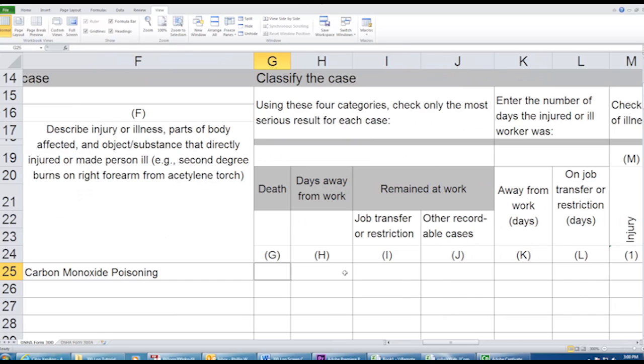In the next block, we need to classify the case. This is the most serious result of that incident. It goes from most serious to least serious, but you only need to fill in one of these boxes per incident. Sometimes as time progresses, a more serious result may happen because of the incident. In this case of carbon monoxide poisoning, he was given days away, so already starting with days away from work. The only way this will change is if later on, because of the incident, this person died, in which case we would erase it from block H, from days away from work, and move it over to block G, for death.